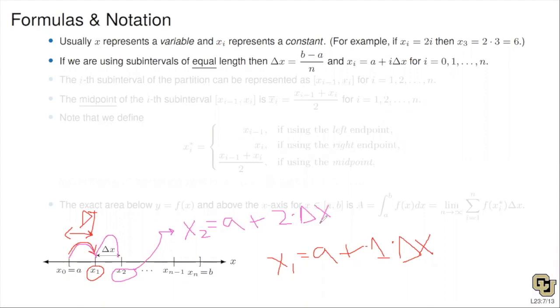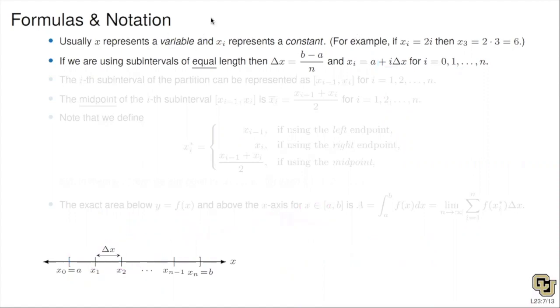And that's how they all are. x3 would be 3 steps of length delta x away from a. Starting from a, I would add delta x once, add delta x twice, add delta x a third time. That gets me to x3. So the formula here makes good sense, and you should interpret it. Starting from a, add however many lengths of delta x you need to get to that particular x sub i, right?